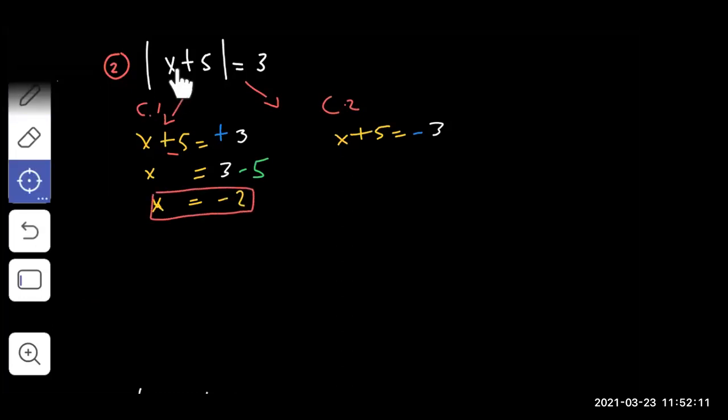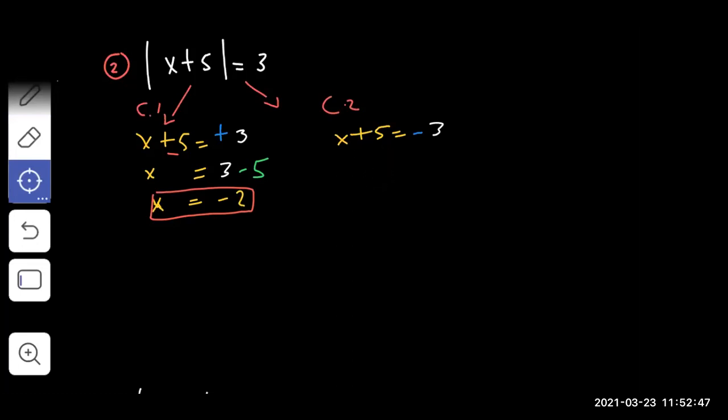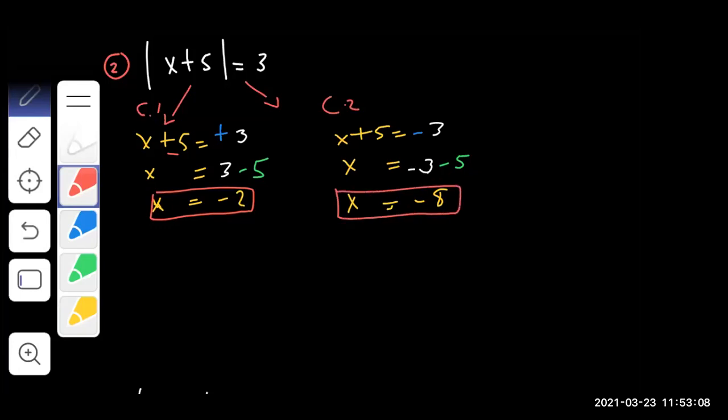If you don't believe me, substitute. -2 plus 5 is 3, and the absolute value of 3 is 3. Yes, it's right. Now solve case number 2. Look at this, I copied it wrong: it should be -3 minus 5, not -2 minus 5. That's why you got -6. Don't worry. x is equal to -3, and I need to move this +5. If I move it to the other side, I will get -5, and x would be -3 and -5 makes -8. Exactly, that's what you got. Both x equals -2 and x equals -8 are my solutions.